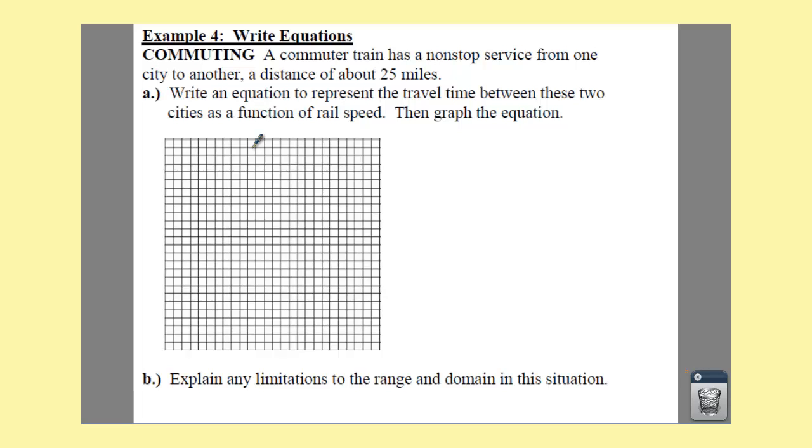So what it does, it goes from one city to another, a distance of about 25 miles. So what we need to do is write an equation to represent the travel time between these two cities as a function of rail speed, then graph the equation. So we're first going to use the equation d = rt, distance equals your rate times your time. So we know that our distance is 25, and we don't know what our rate is, and we don't know what the time is. We have two variables here.